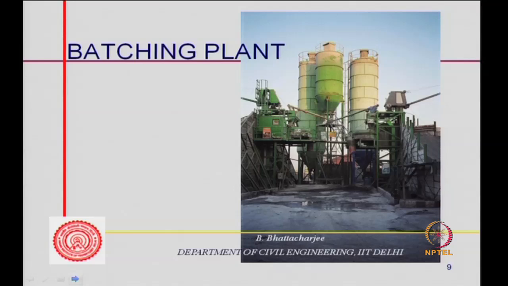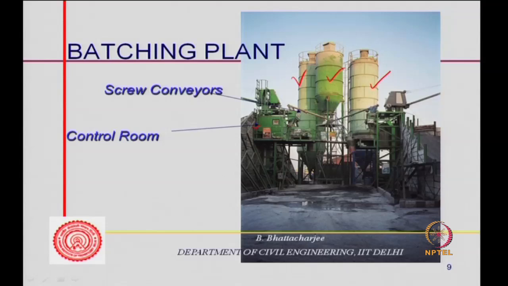So you can see further now, more things from the other side. The fly ash silo is now easily visible. This is the fly ash silo, this is one cement silo, and the other cement silo. So these are the two cement silos, and as you can see, this is the control room, where you have a computer through which everything is controlled, and screw conveyors. So these ones are screw conveyors actually, this particular one.